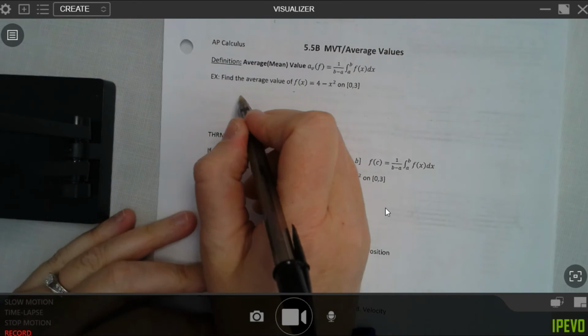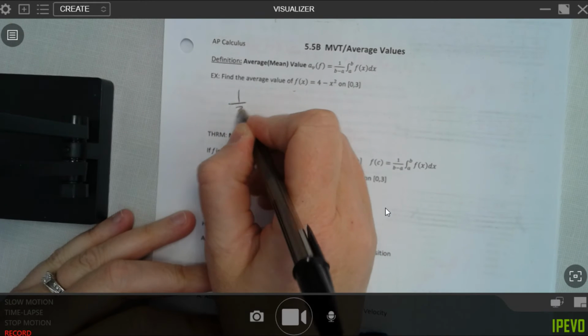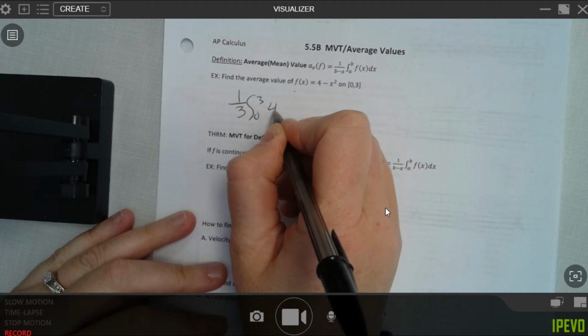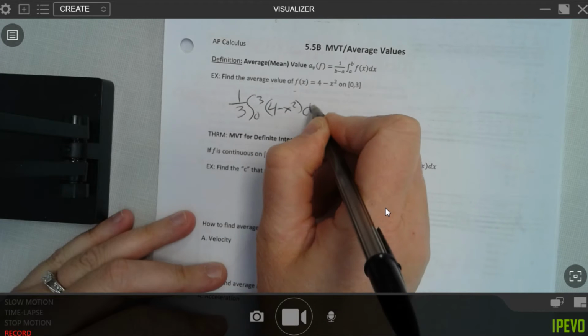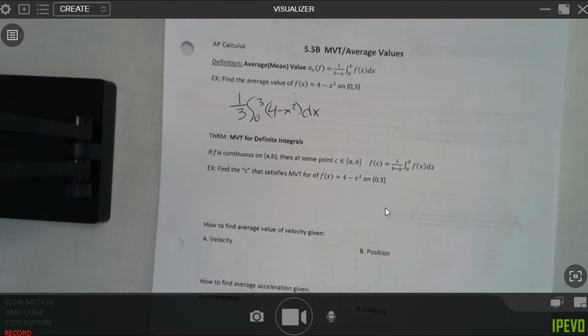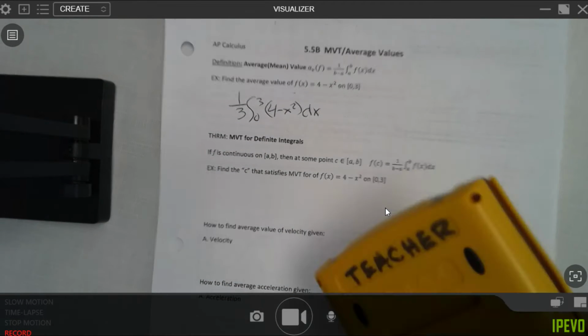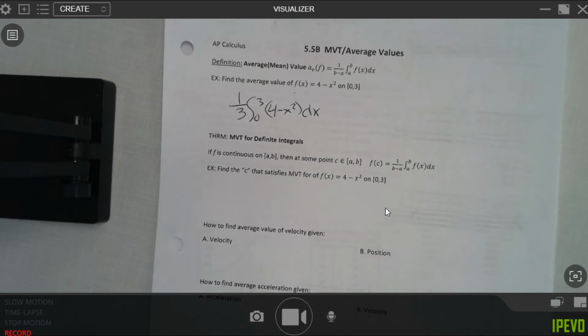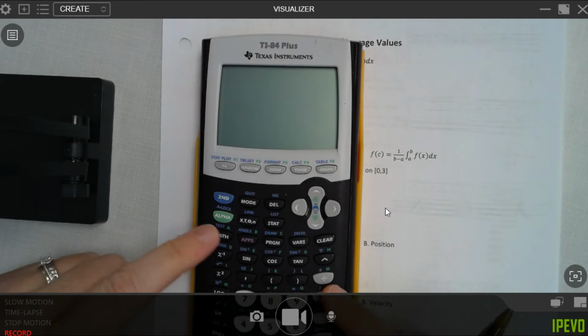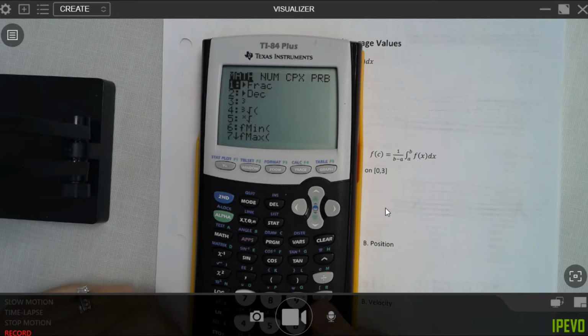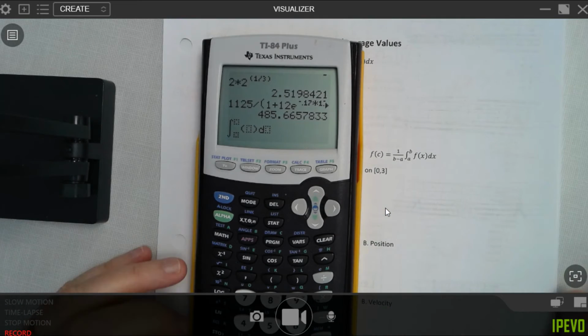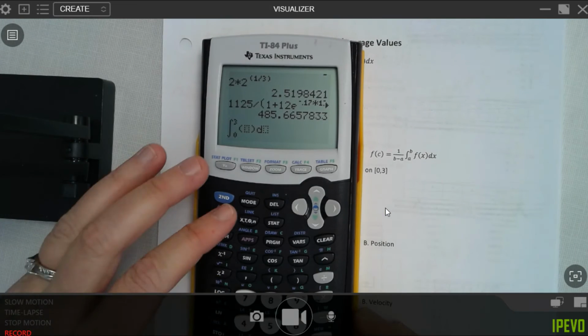But what I'm going to show you here, so this is 1 over b minus a, 0 to 3, 4 minus x squared. All right, so you could try to take this by hand, but I haven't taught you the fundamental theorem of calc yet, which deals with what the 0 and the 3 mean. So what I want you to do instead is you're going to hit math, math 9, and you're going to get integrals. And we're just going to type it in here, and it will tell you what the answer is.